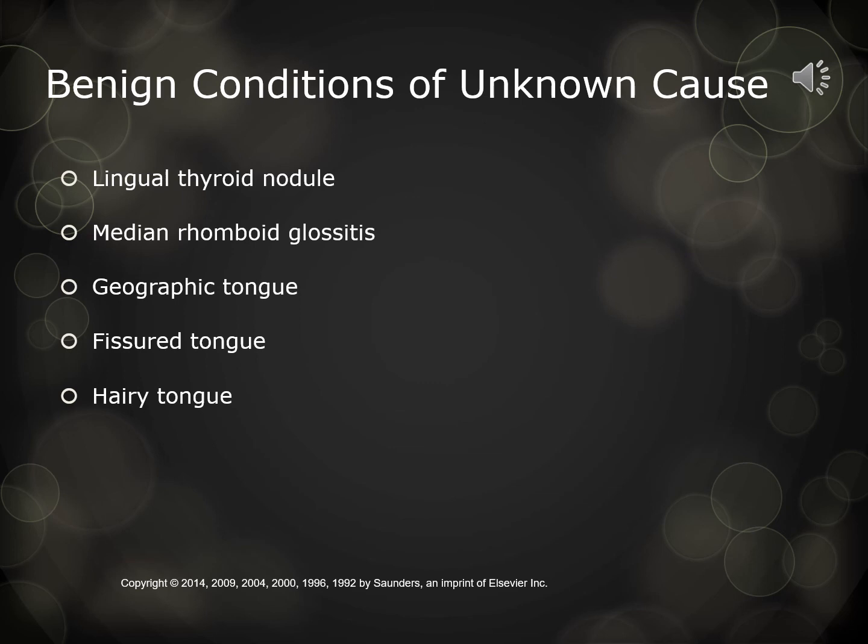Benign conditions of an unknown cause is called idiopathic, meaning unknown cause. These include the lingual thyroid nodule, median rhomboid glossitis, geographic tongue, fissured tongue, and hairy tongue.